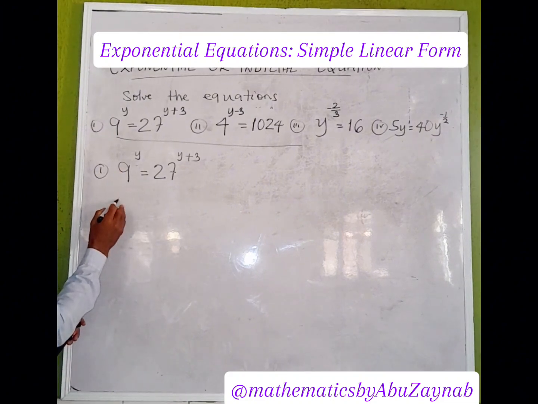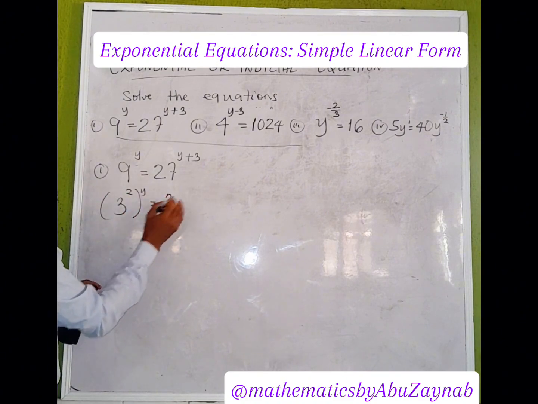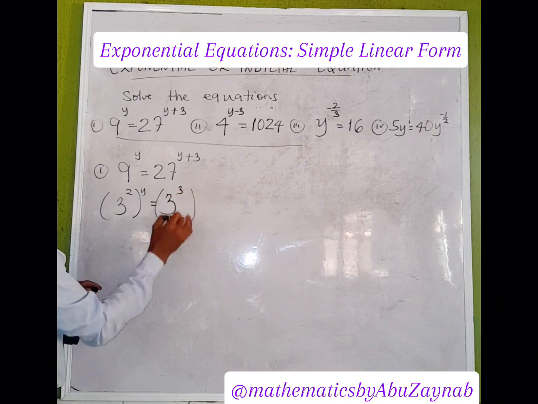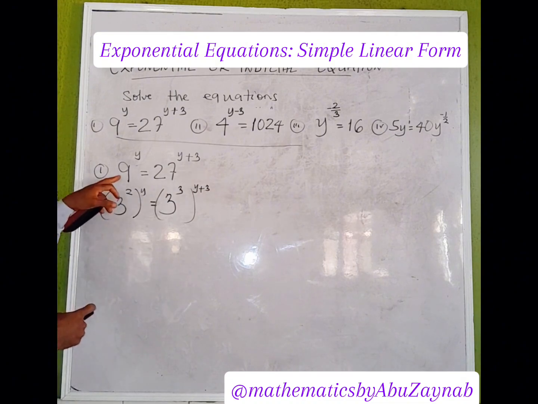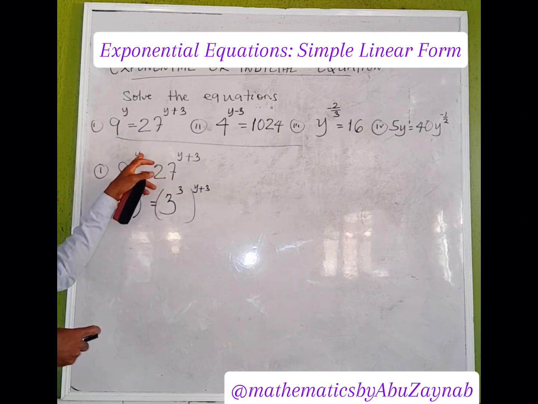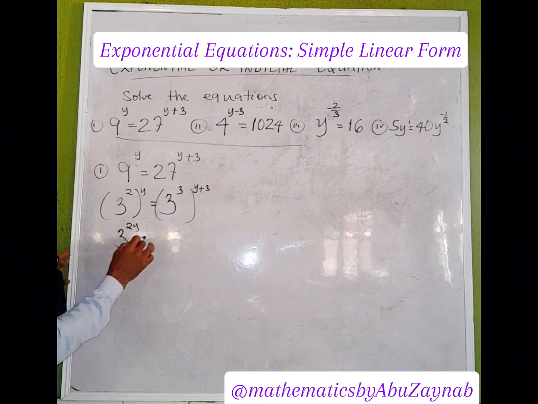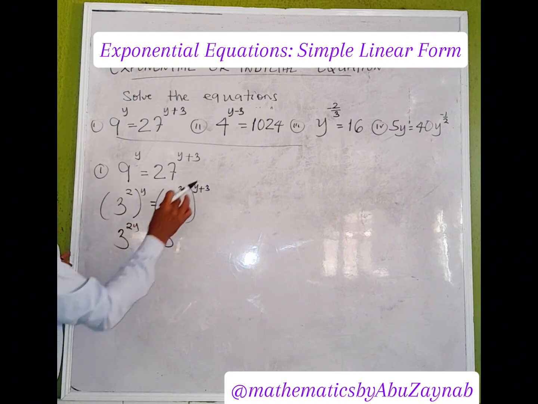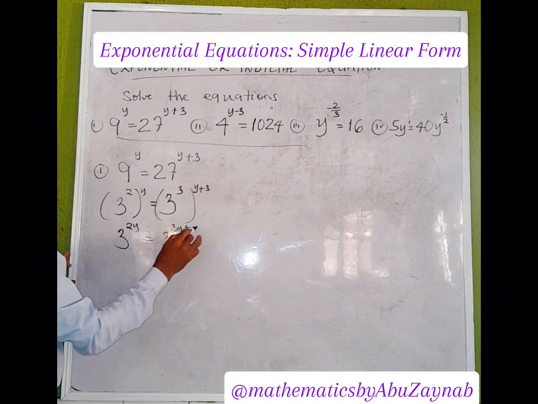Hence, 9 can be written as 3 to the power of 2. Then we still have our y. And 27 is 3 to the power of 3. Then to the power of y plus 3. Hence, I've written 9 as 3 squared, 27 as 3 cubed. The y and y plus 3 remain. The next step is to open the bracket. That is 3 raised to power 2y equals 3 raised to power. Don't forget, this 3 here multiplies everything here. So it's going to become 3y plus 9.